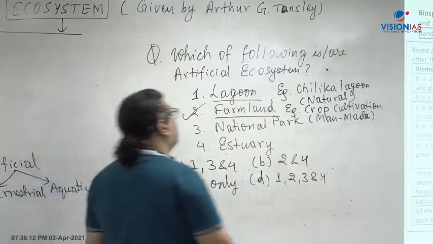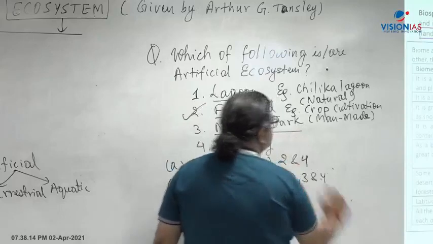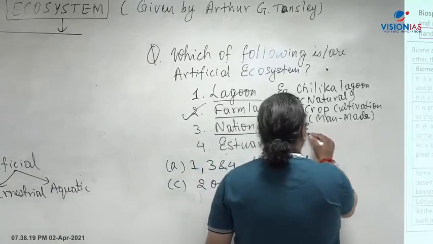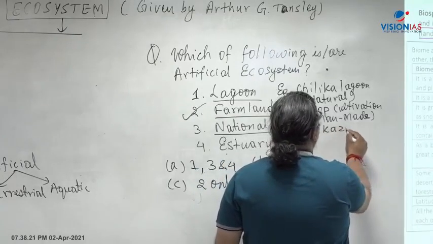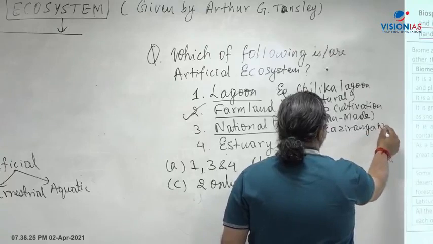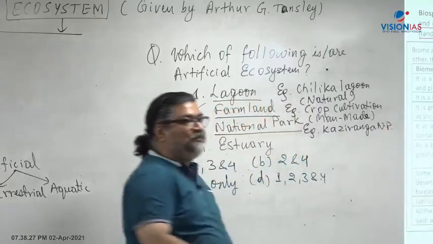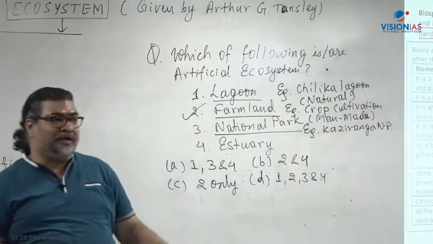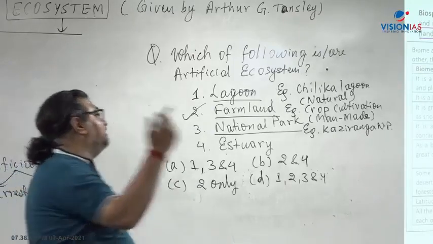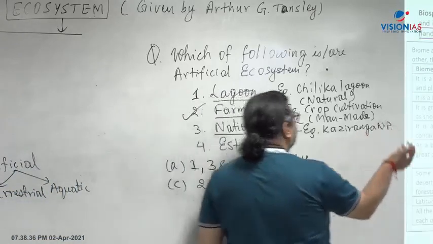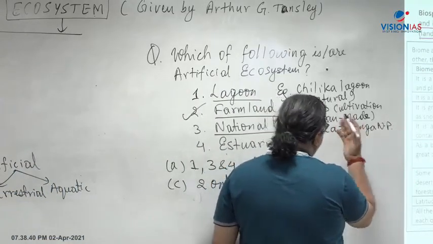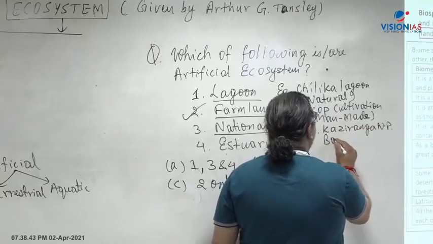Now coming to national park. Let's say, for example, Kaziranga National Park in Assam, which is known for the greater one-horned rhino, tiger, and elephant. Is it natural or man-made? Or let's take another example. One national park I've given. Let's take the example of Bandipur. Where is Bandipur National Park?